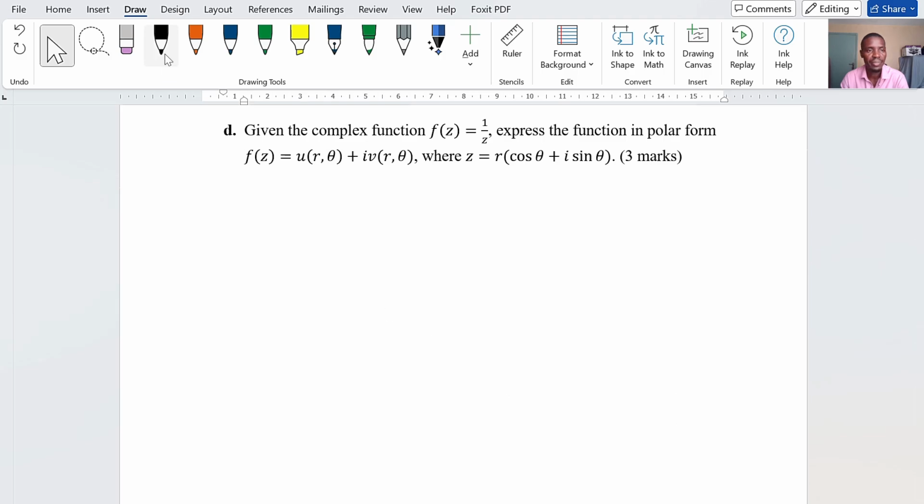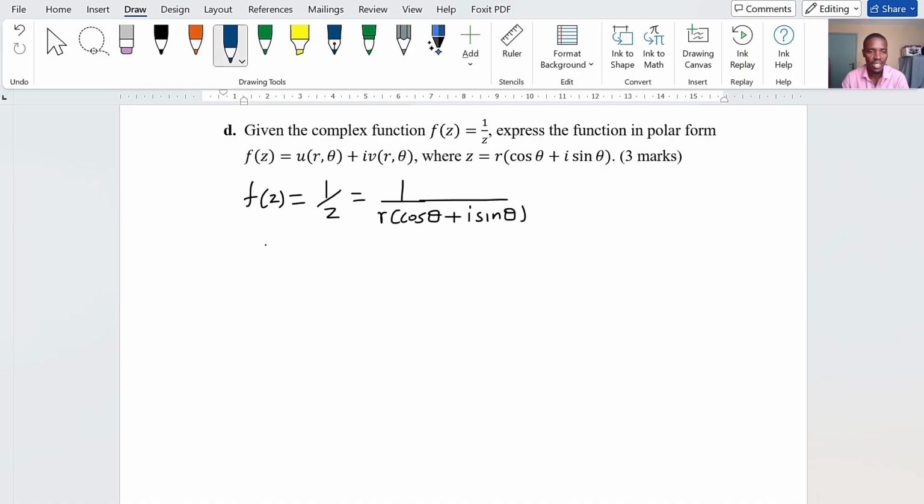Now we go to D. So f of z is given to be 1 over z. So we substitute so that we get 1 over z, which is r into cos theta plus i sine theta. We are given z to be that. Now let's work on 1 over r cos theta plus i sine theta.